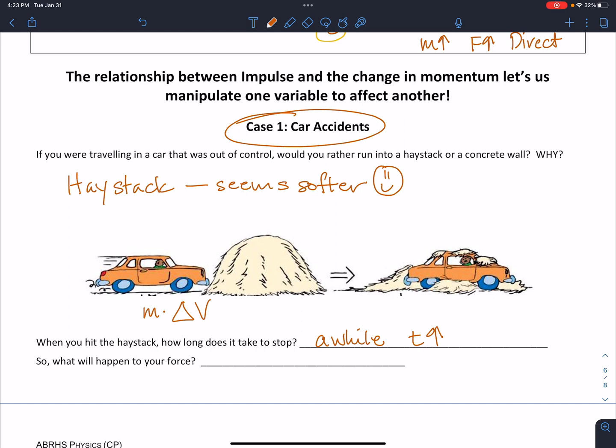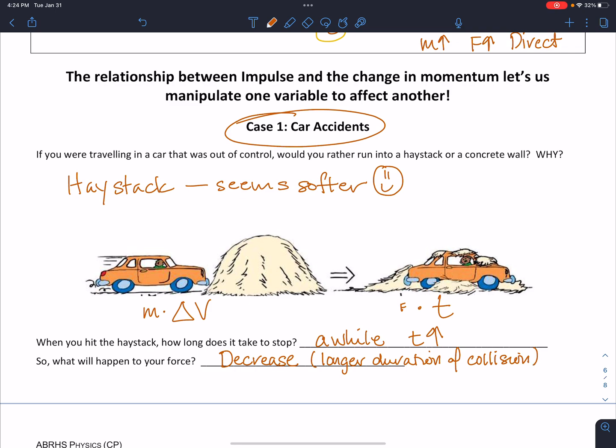If we run through something like a haystack, that's going to take a while, which means my time value is going to be big, so my force value will be little. By increasing the amount of time of the collision, my force value will decrease, which is going to make it much better on me and my car when I run into that haystack. So that decrease is due to that longer duration of the collision.